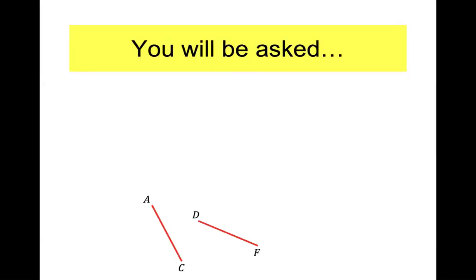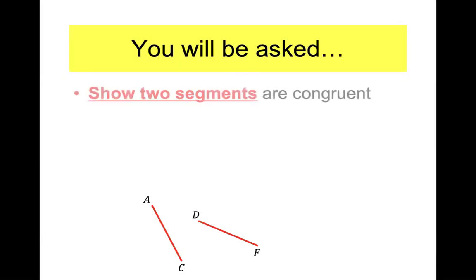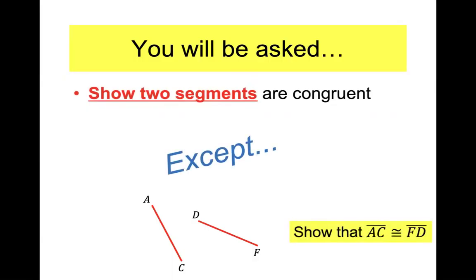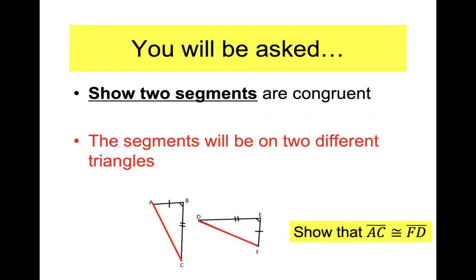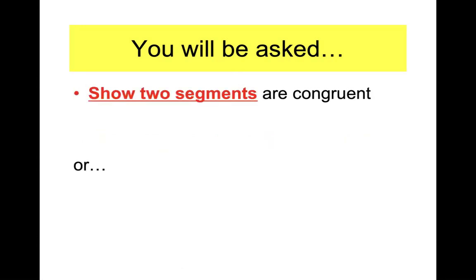First big idea is this: you're going to be asked to show that two segments are congruent. Hey, there's two segments right there, AC and DF. Show that they're congruent, right? Except those two segments are going to be part of two different triangles. Those segments won't just be sitting there by themselves, they will be on two separate triangles. So, how do we show that those two triangles are congruent, right?